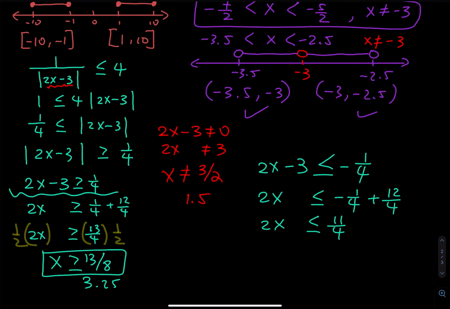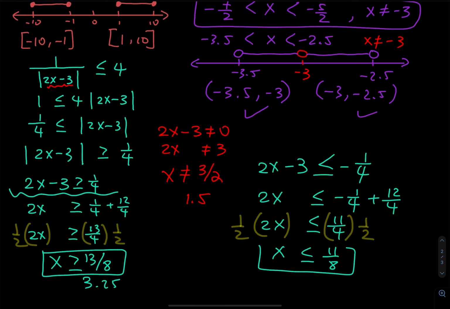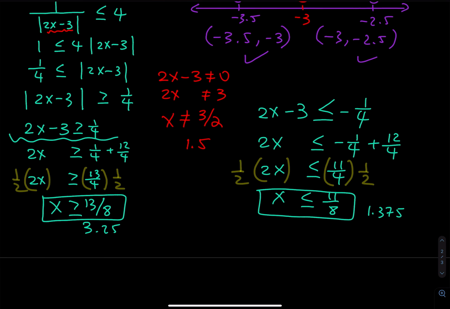And then we multiply 2 on both sides. No, not multiply by 2. Multiply by 1/2. Okay, 12 minus 1 is 11, and then times that. You have x less than or equal to 11 over 8, and then you box that, and then don't forget that you have to mention the restriction as well. And 11 over 8, that is exactly 1.375.